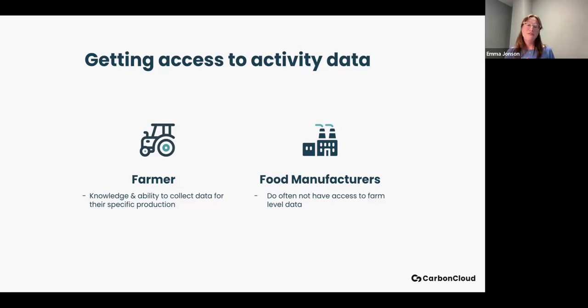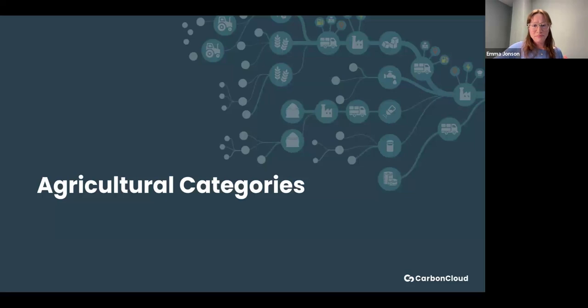What happens if you're a food manufacturer? You have probably some knowledge about your value chain. You probably know more or less what goes into the products that you produce. You probably know maybe what country it comes from, but you might not know how much pesticides were used when your ingredient was produced, for instance. So in that case, it can be difficult to know what activity data to use, and we will talk more about that later on.